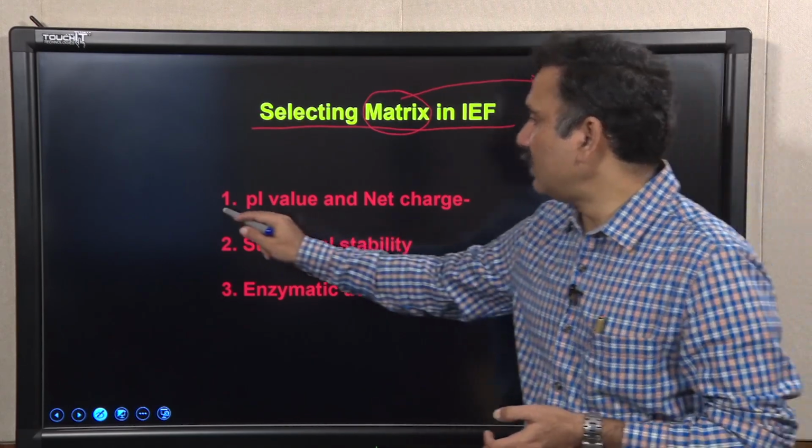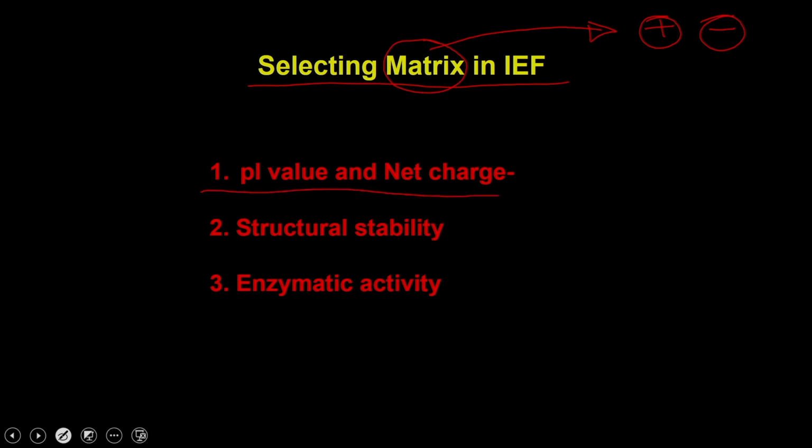So, the first thing you have to know if you would like to purify or select the matrix is what the isoelectric point of the protein is and what the net charge will be at a particular pH, because only then will you be able to decide whether your protein is going to have the positive charge or the negative charge.